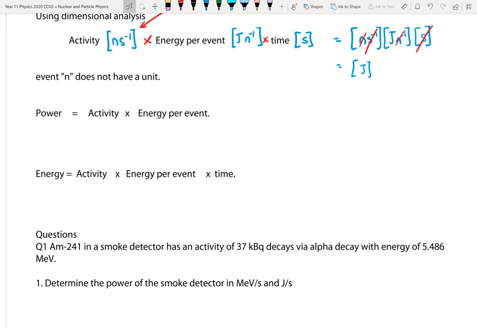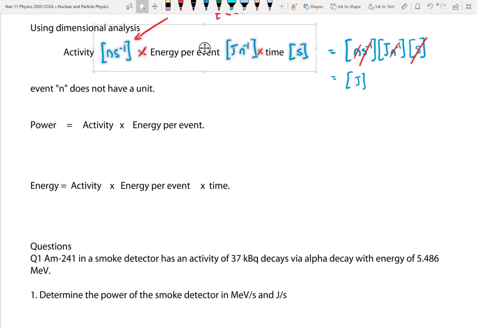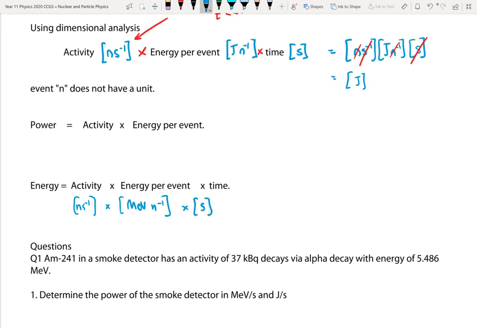I've just realised I've gone backwards because I've just used the equation up here that we really want to put down. Let's just rewrite it for posterity. Let's put it down here. We'll go activity, which is N s to the negative 1, times energy per event. Now let's go MeV, N to the negative 1. Let's suppose that every alpha emission releases 5 MeV. I'm not telling you what it is in joules. Which shouldn't matter because when it comes out and we do the dimensional analysis, we're left with a unit of energy, but it just happens to be in MeV.